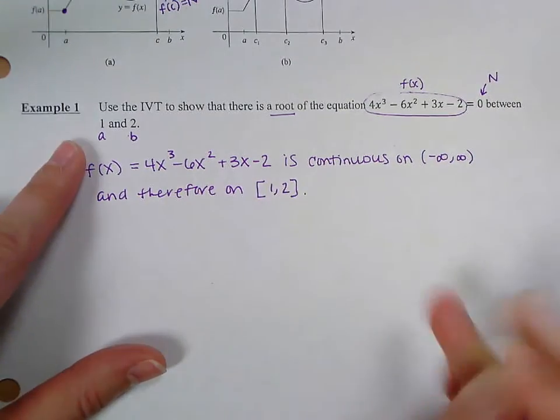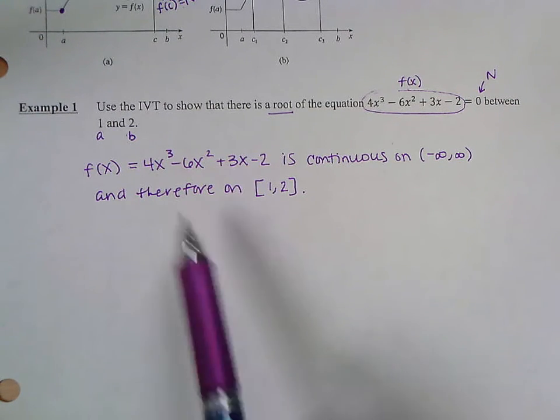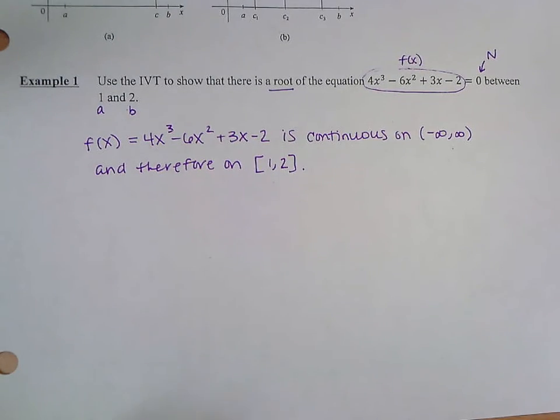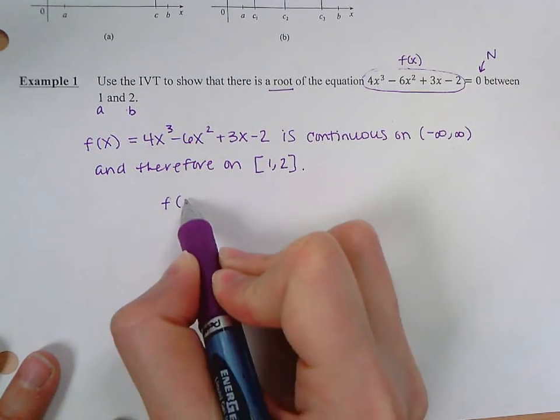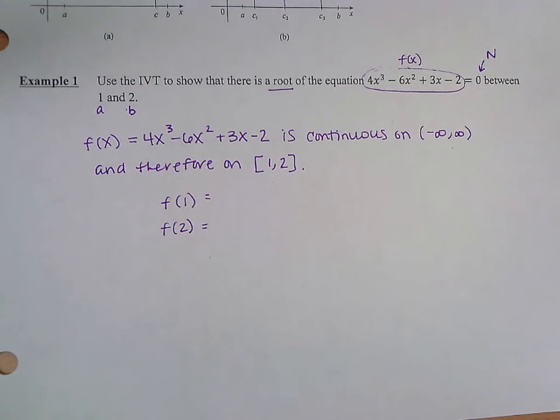So you first want to state that the function you're working with is continuous on your closed interval. In this case, you don't have to state f of x is a polynomial, but I just stated where it's continuous, so therefore it is continuous from 1 to 2. Then I'm going to do some work before I make my conclusion. I'm going to find f of 1 and f of 2. So you want to find the function values, or the y values, of your endpoints, because what you're trying to show is that 0 is in between those two y values.